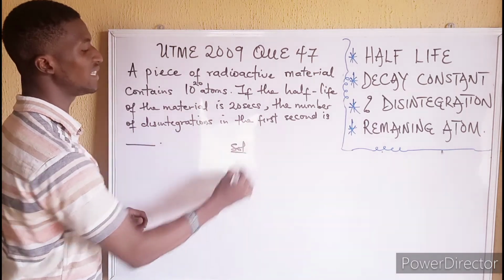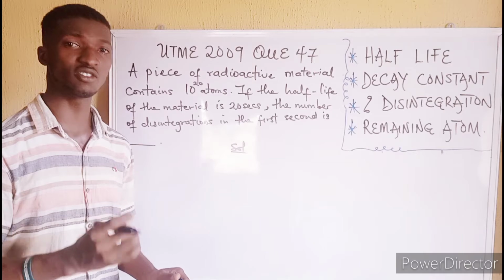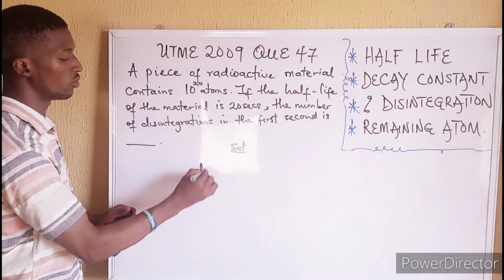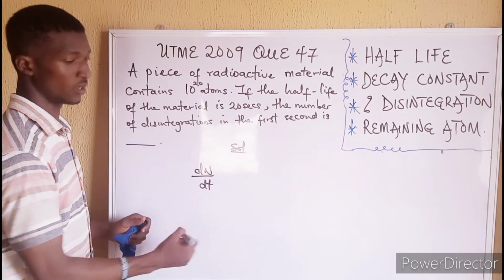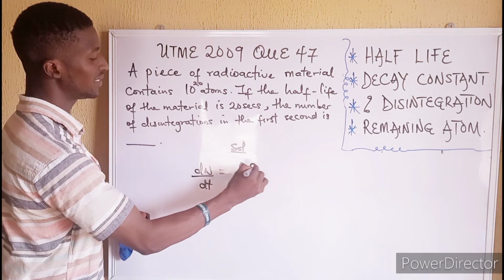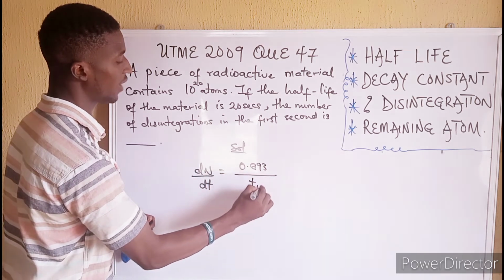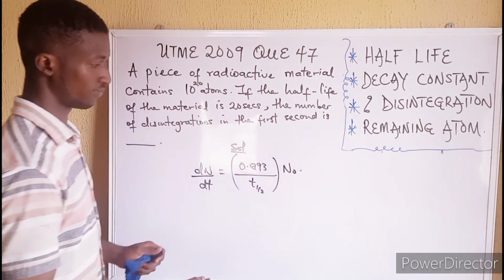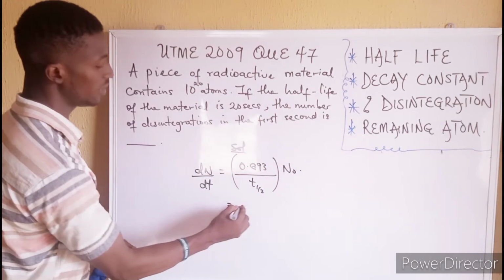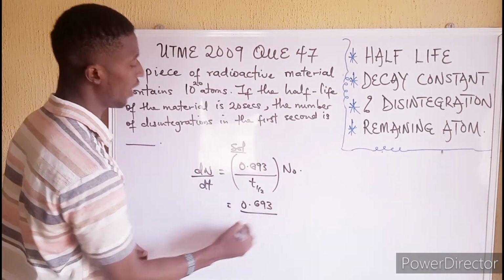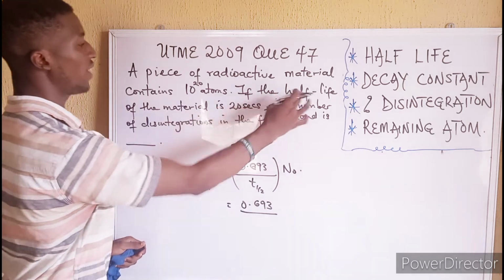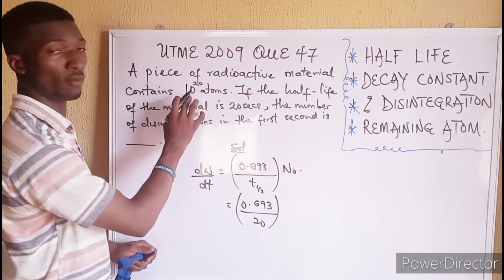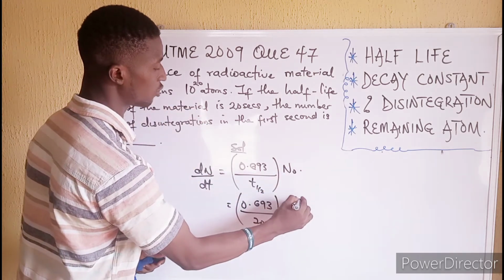So the number of disintegration in the first second is talking about the number of disintegration per unit second, that is per second. And don't forget, from the formula I've given you, number of disintegration per unit time is equal to 0.693 over the half-life in bracket. What we have here now is the number of atoms, the total number of atoms. And from here, we have it to be 0.693 over the half-life which you have been given here. The half-life is said to be 20. So over 20, and that is in bracket the number of atoms. The total number of atoms is said to be 10 raised to power 20.